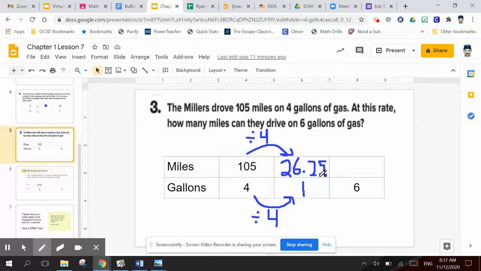Because what I've done is I've taken 105 divided by 4. 4 goes into 10 twice with 2 left over. So this would be 25. 4 goes into 25 6 times. That's 24. 25 minus 24 is 1. And 1 divided by 4 is 0.25. So now I have my unit rate. For every 1 gallon, he can travel 26 and 1/4 miles.